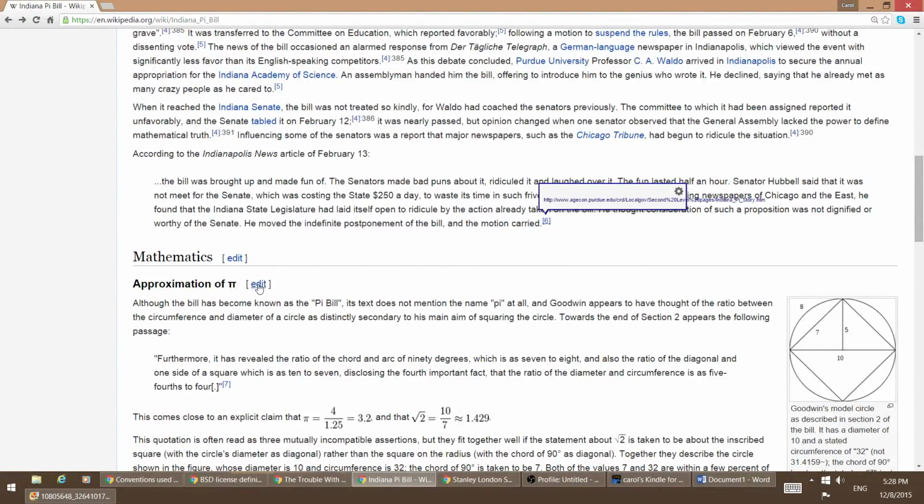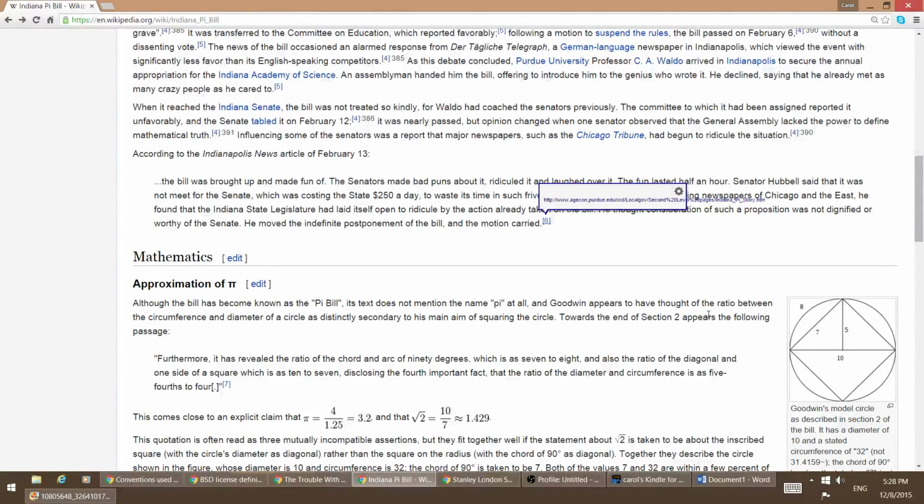Approximation of pi. Although the bill has become known as the pi bill, its text does not mention the name pi at all, and Goodwin appears to have thought of the ratio between the circumference and diameter of a circle as distinctly secondary to his main aim of squaring the circle. So it's a zero, the symbol of a zero, and he was going to square the circle with those zeros. And as I told you, it comes out of a PDF format once you OCR it from 10 point font up into 27 point font automatically.